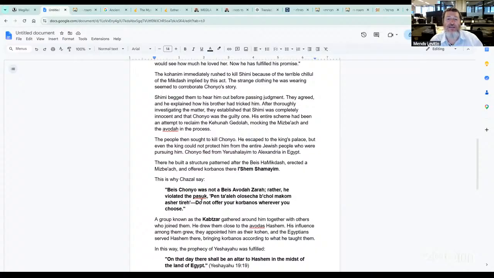Rather, he violated the pasuk "Pen ta'aleh olosecha b'chol makom asher tireh." Do not offer the korbanos where you choose. So according to Rambam, what does he violate by building this temple? He violates building a temple outside Jerusalem. It means God passed a law, says you're not allowed to build a temple wherever you want. You can't build a Mizbeach, and he goes and builds it, not in Jerusalem, he builds it in Egypt. So he violates, according to Rambam, the law.